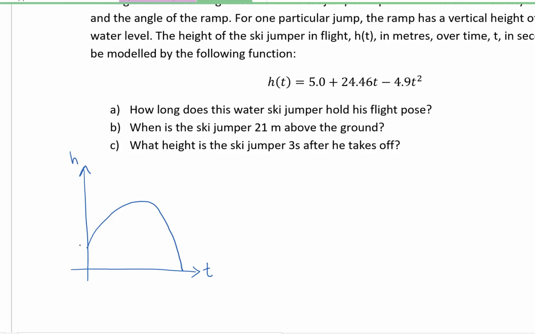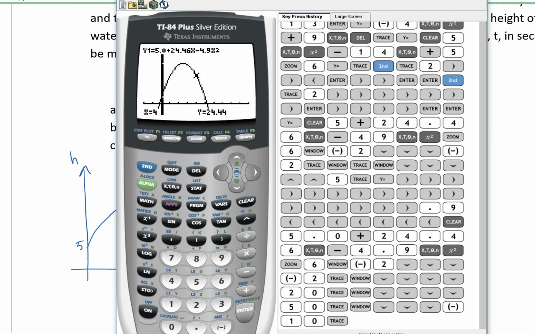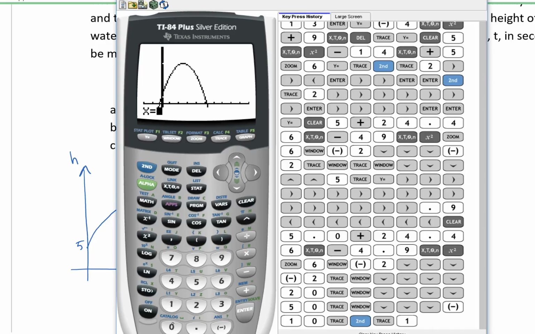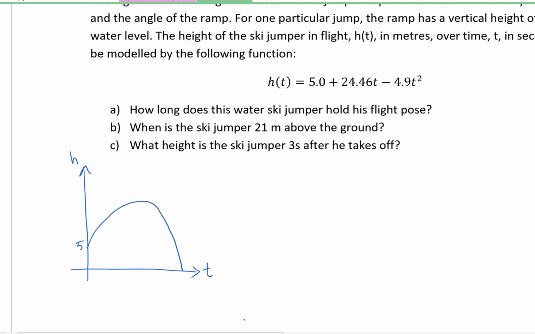And we now know that that's 5. Double check that in your graphing calculator. Second trace, value, put in the value of 0, and you can see, yes, that is indeed 5. So what about the end point? How do we figure out what this value is, which is essentially what they're asking us to figure out?